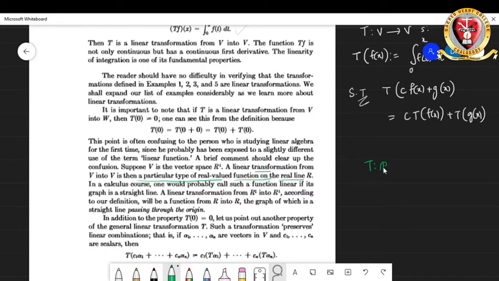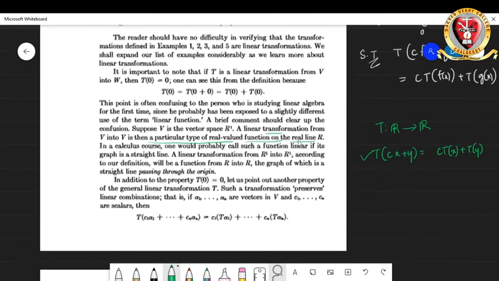T from R to R is a function such that T of Cx plus Y is equal to C into T of X plus T of Y. So this condition is satisfied. So it is actually a function such that the graph is a straight line passing through the origin. Why is it passing through the origin? Because T of 0 is equal to 0. So that is a particular case of linear transformation. You can see a real valued function being a linear transformation like that.